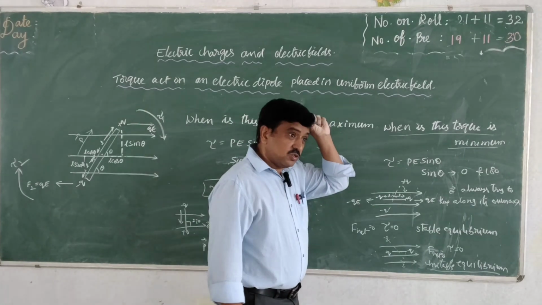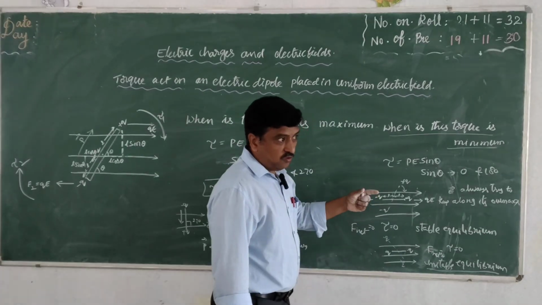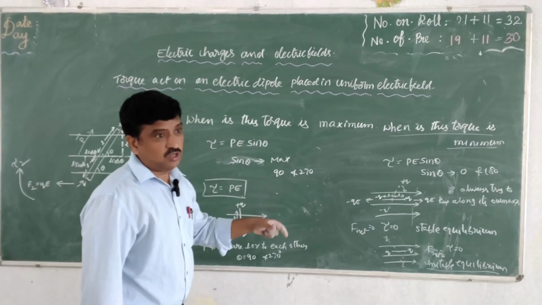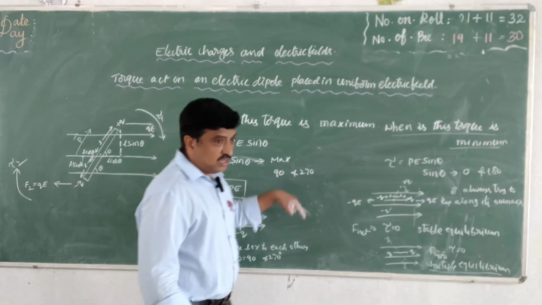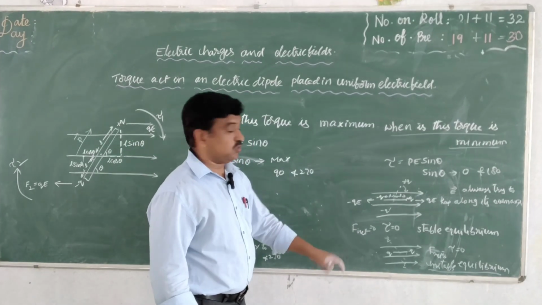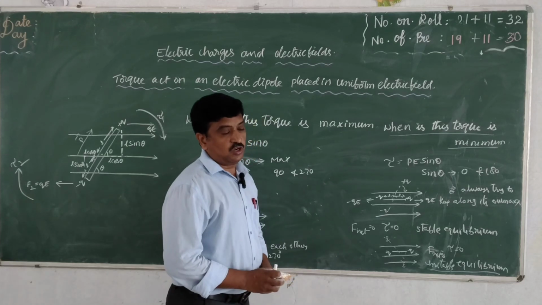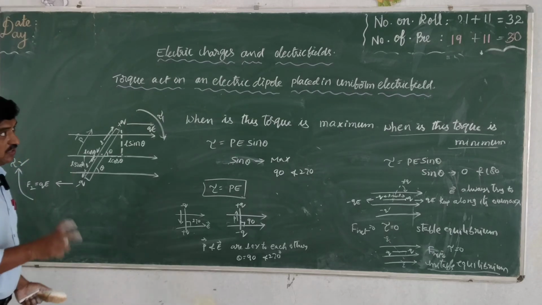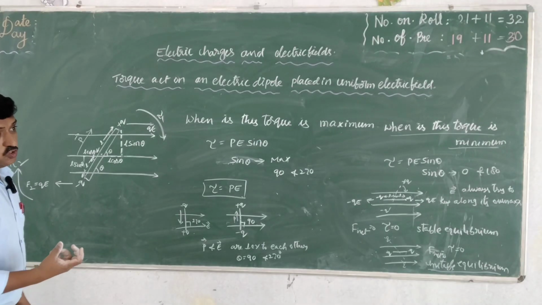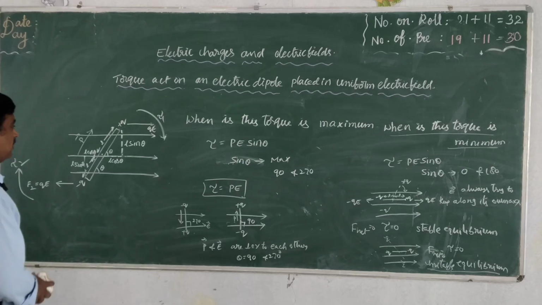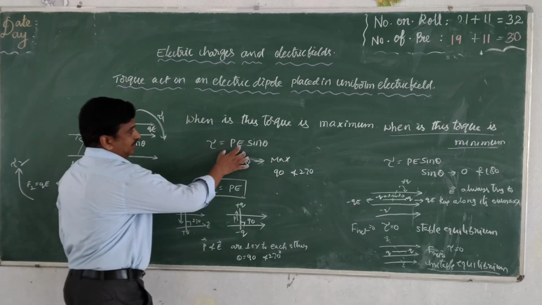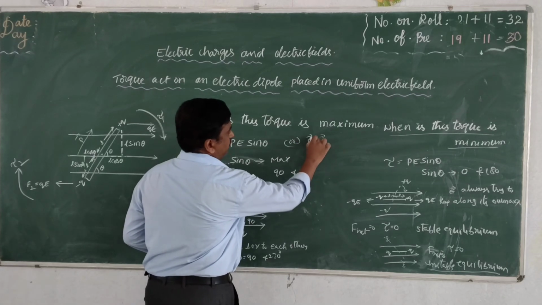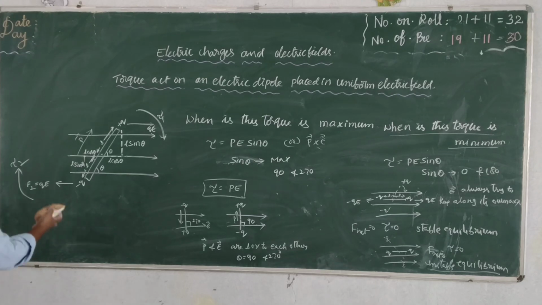Whenever two equal and opposite forces do not have the same line of action, torque acts and the net torque is not 0. If both are in the same line of action, the net torque is 0. Net force is always 0. So this is the torque when an electric dipole is placed in a uniform electric field. Torque is exerted on the electric dipole. The torque is P sin theta, or we can write it as P cross E. According to this we can do the problems.